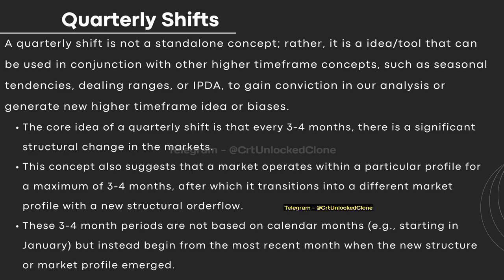So the core idea of quarterly shifts is that every 3 to 4 months, right, there is a significant or major structural shift or change in the markets. Now this shift or change could occur in multiple forms, but the idea is every 3 to 4 months, either 3 months or 4 months, whatever. But that's the range. It can be longer than 3 to 4 months, but the optimal range is 3 to 4 months.